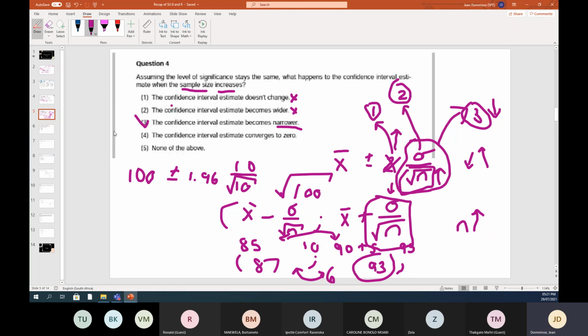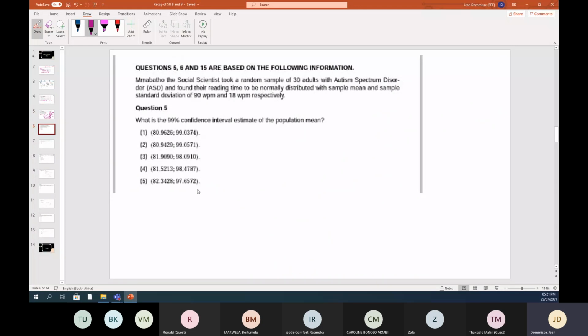Otherwise, we can just go to the next one. I think again, this one nearly gives us all the information, and then we need to look at what is the answer. So let's look at what they give us. They give us n is equal to 30. They tell us sample mean and sample deviation. So sample mean is 90. Standard deviation is 18.